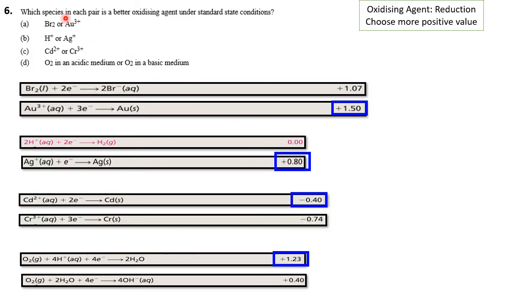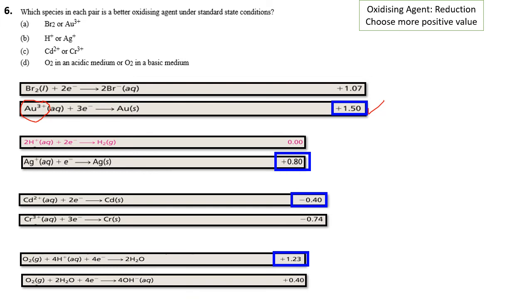Next, question 6. Based on each pair, which one is the better oxidizing agent? First of all, you must remember that the oxidizing agent undergoes reduction, so choose the more positive value. Of course, you cannot simply tell me Br2 is a better oxidizing agent or Au3+ is a better oxidizing agent. No, you have to find the standard reduction potential equation, and then check which one is more positive. If we compare, you search and get the standard reduction potentials, and this one is more positive, so Au3+ is the better oxidizing agent for this case.